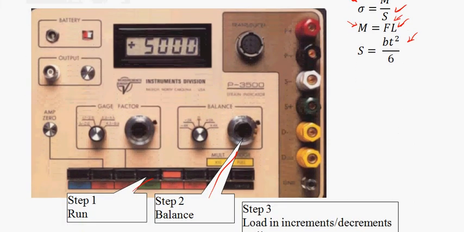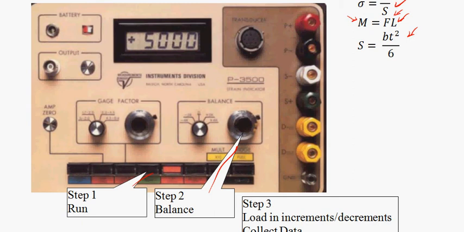Now, this equipment that you're using is called a strain indicator. It will read in microstrain, and it's very simple to use. It's already been wired up to read that strain gauge, and you simply hit run. You set the balance to 0.